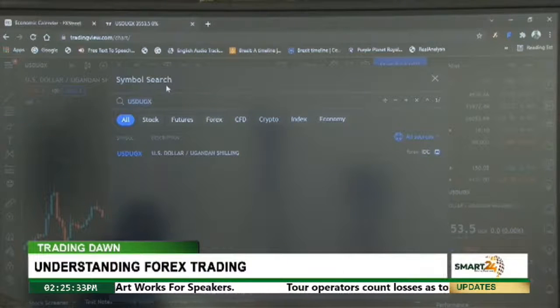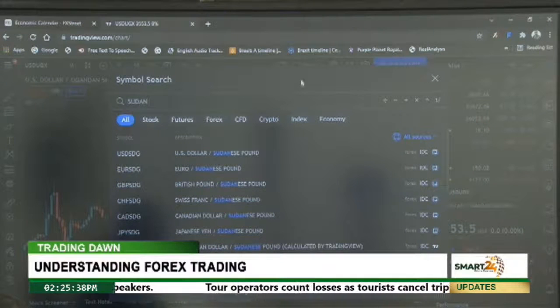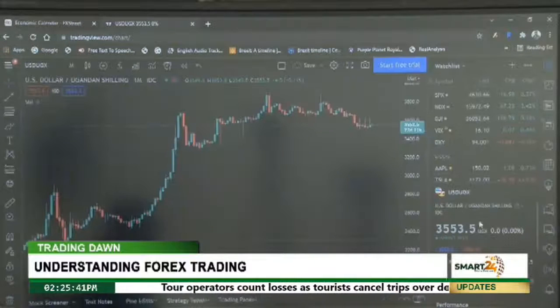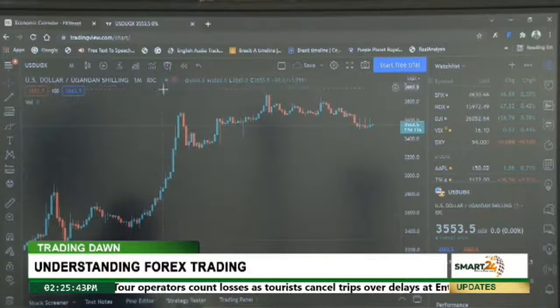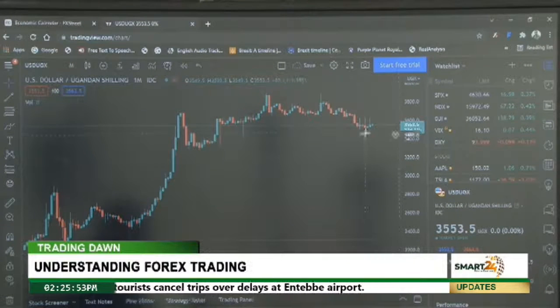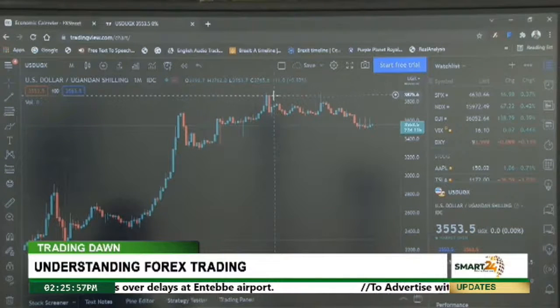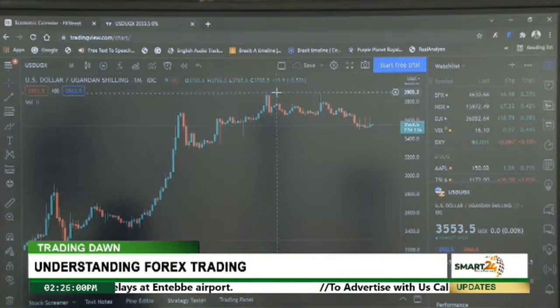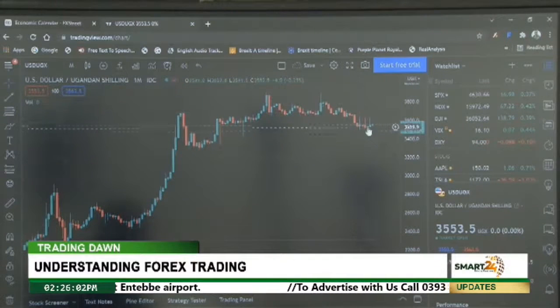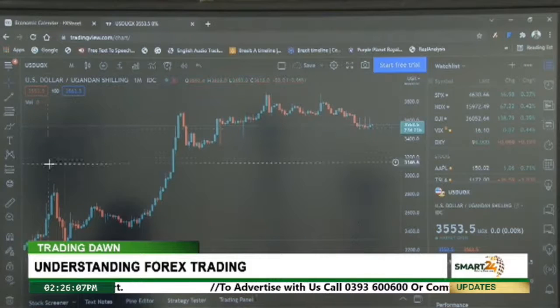So I want us to look at the chart of Sudan. But you've seen that this is the price of the US dollar in Ugandan shillings. That is USD/UGX, exchange rate 3,553. So that is our exchange rate. The dollar has actually lost. We are improving from when it was 3,905, now it is 3,500. That is a big improvement for us. We are bringing the dollar down.